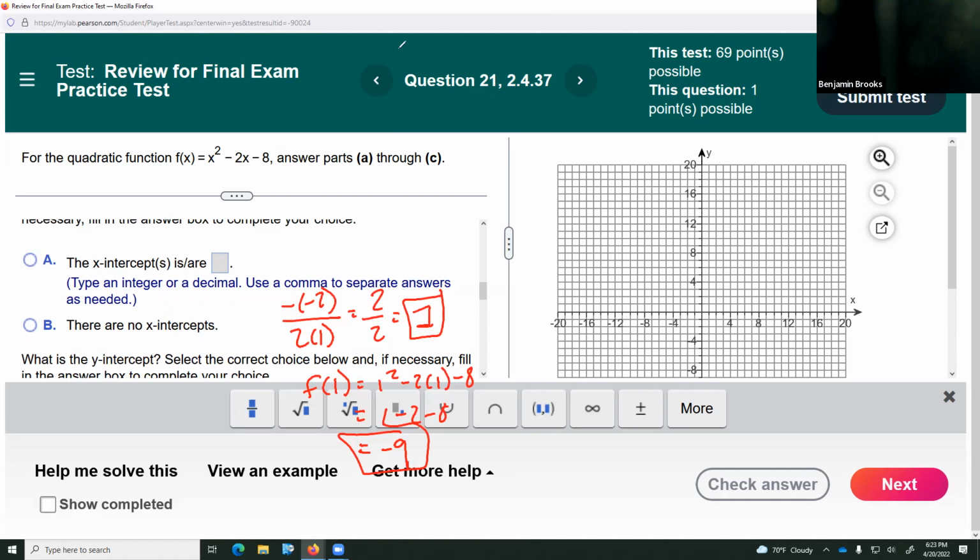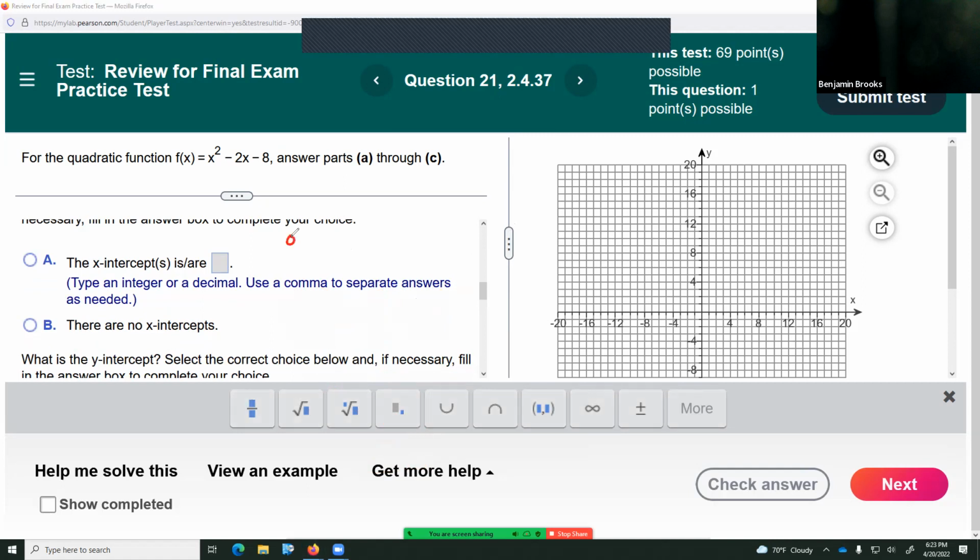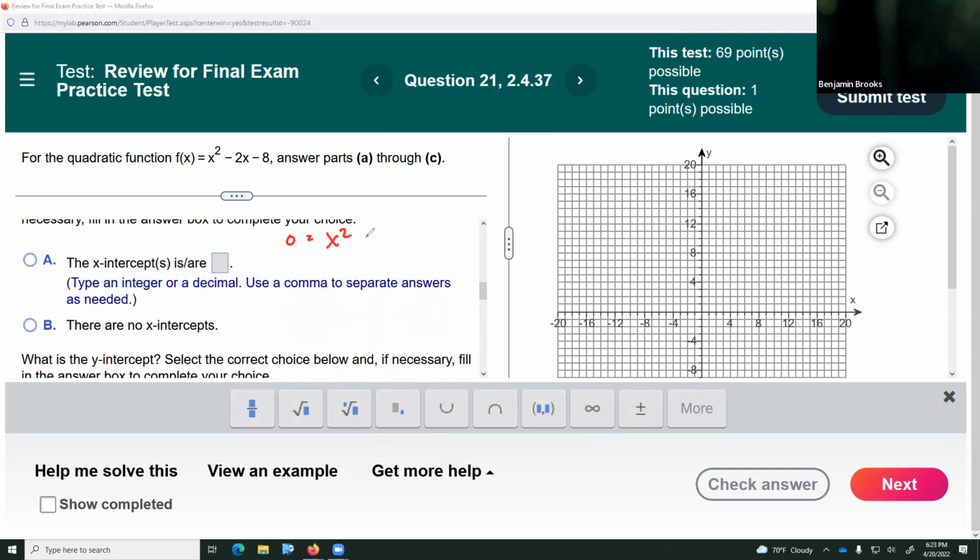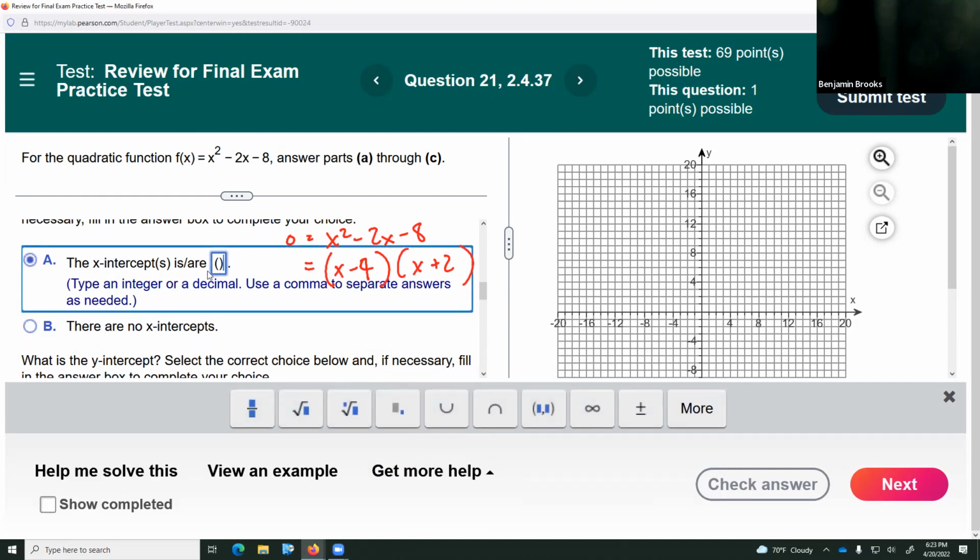So what we're going to do is say, okay, I've got 0 is equal to x squared minus 2x minus 8. What can I reduce this down to, or factor it to, rather? Yeah, x minus 4, x plus 2. So the two values, the intercepts, are going to be -2, rather, and +4.